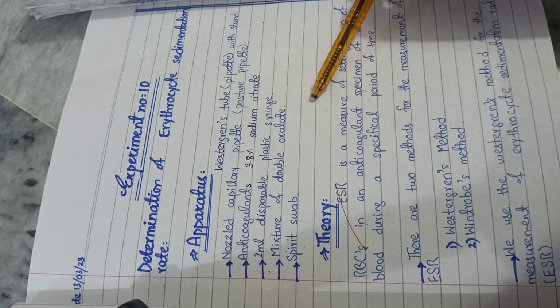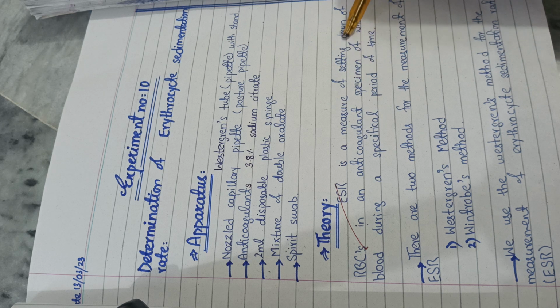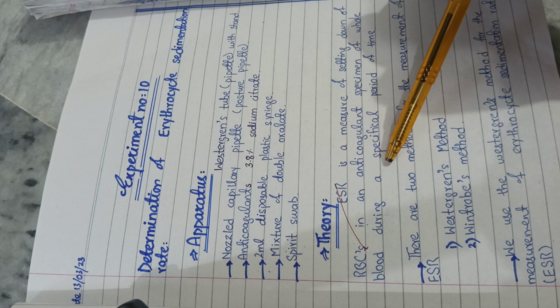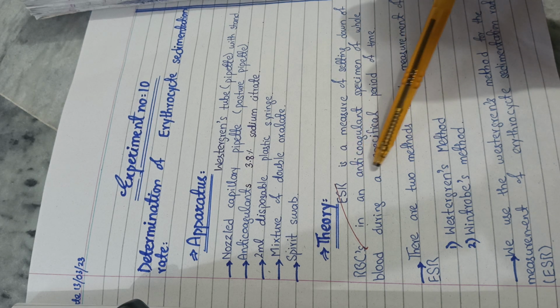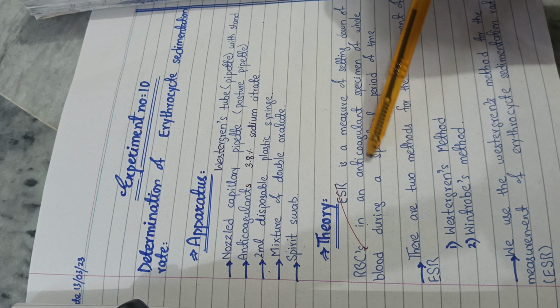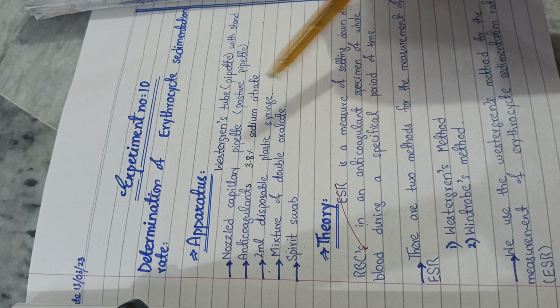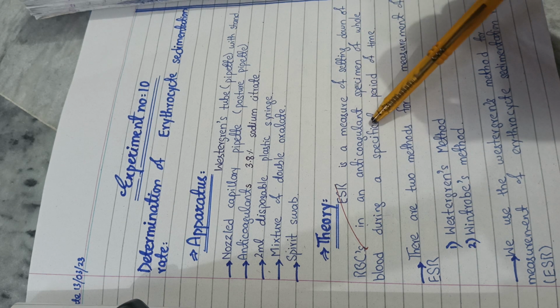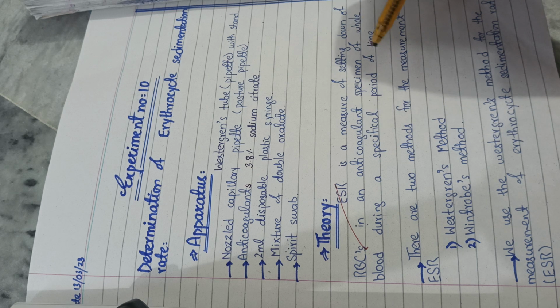The theory is that first of all you have to see what the ESR is. ESR is the measure of the settling down of RBCs. It is the rate at which your RBCs go down and settle, undergoing sedimentation. Sedimentation happens due to the force of gravity, because gravity acts on such substances and pulls them downward, so the settling of RBCs occurs. This is called ESR. An anticoagulant should be used in the specific tube, because if we don't add the anticoagulant, then our blood will be coagulated.